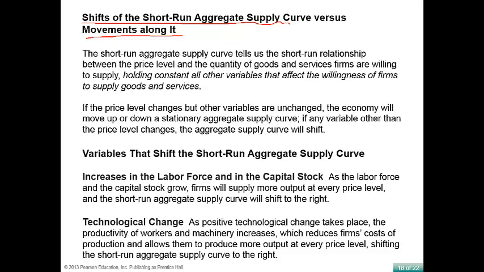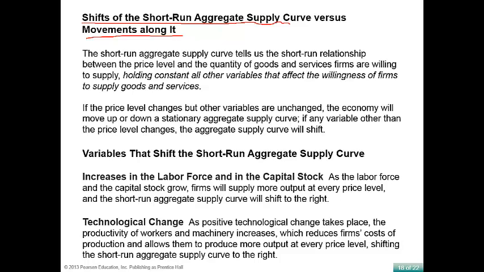Meaning, if the price level goes up, the willingness of firms to produce additional products will go up. It doesn't mean their ability to produce more has changed, i.e., lowering the price of inputs or increasing their amount of capital stock.